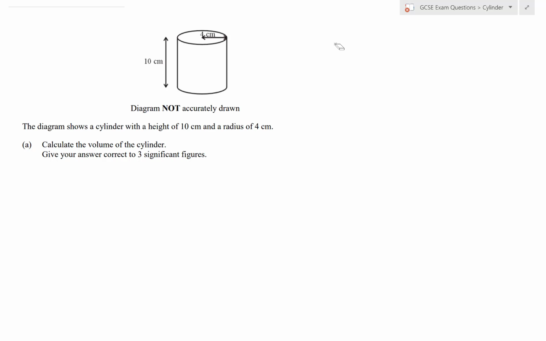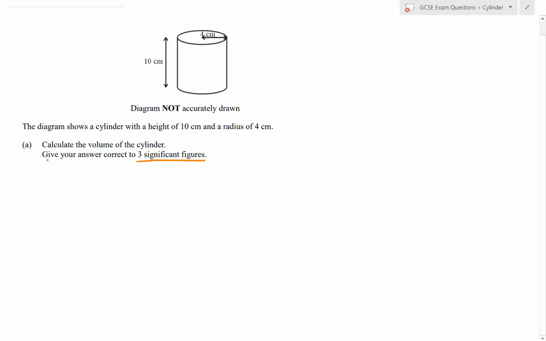Anyway, the diagram shows a cylinder with a height of 10 centimeters. So that's the height here, 10 centimeters, and the radius of 4 centimeters. That's the radius. Calculate the volume of the cylinder. Give your answer to 3 significant figures.